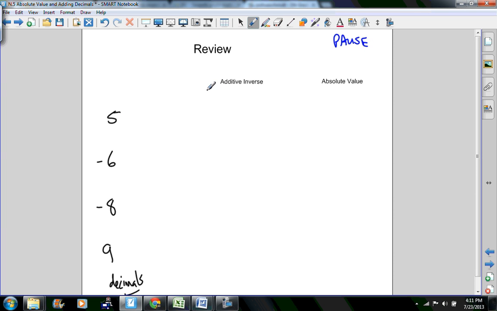Okay, so the additive inverse or opposite of 5 would be -5, but the absolute value of 5 will be +5. The additive inverse of -6 is 6. Absolute value is the same thing. This will be 8 and 8, and -9 and +9. Okay, so that should be a review.